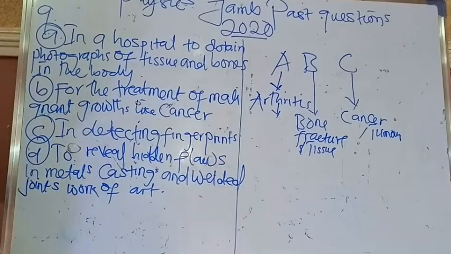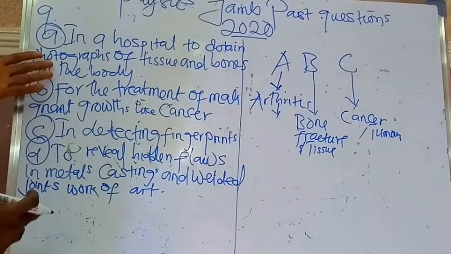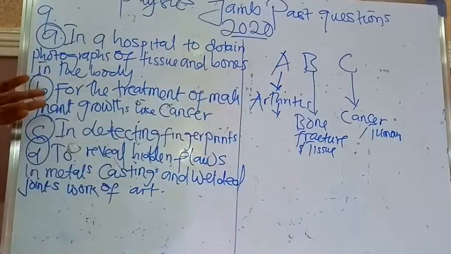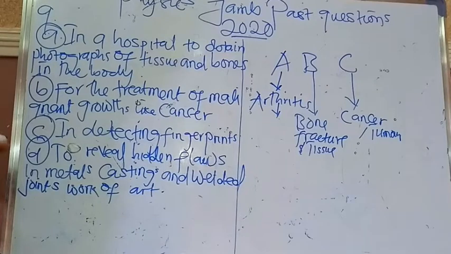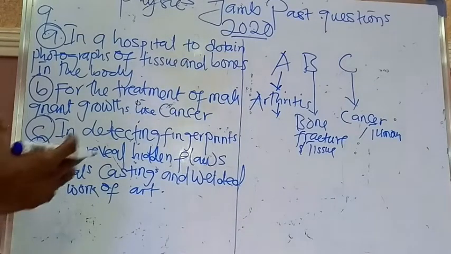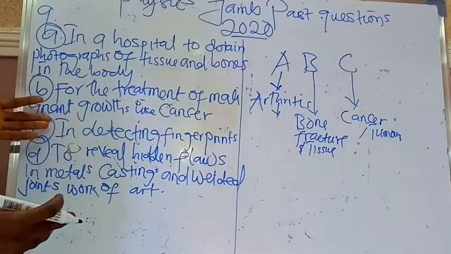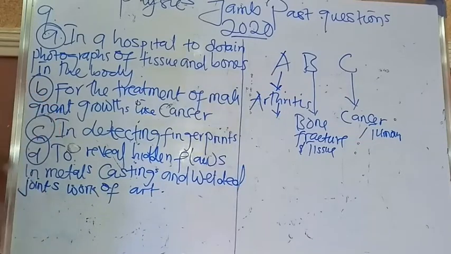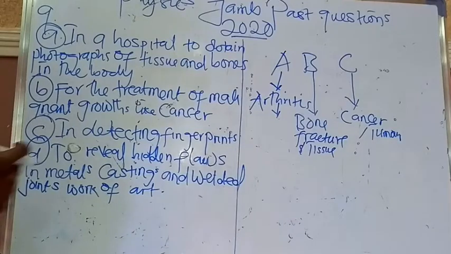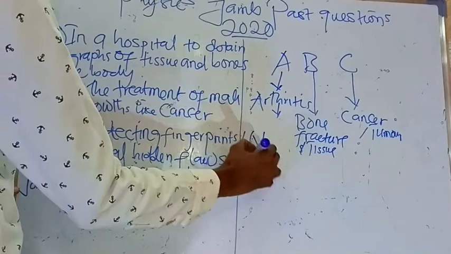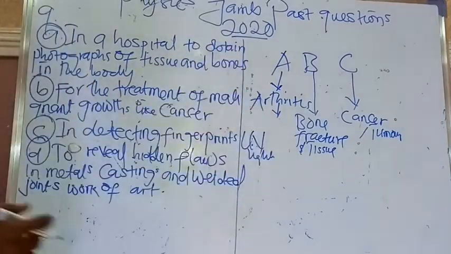So A says in hospital to obtain photographs of tissues and bones in the body. You see, this is one of them. And then B, for the treatment of malignant growth like cancer, is for C. And then C, in detection of fingerprints. The electromagnetic wave that is used for detection of fingerprint is not X-ray. The one that is used is the UV light. UV light is the one that is used in fingerprint.